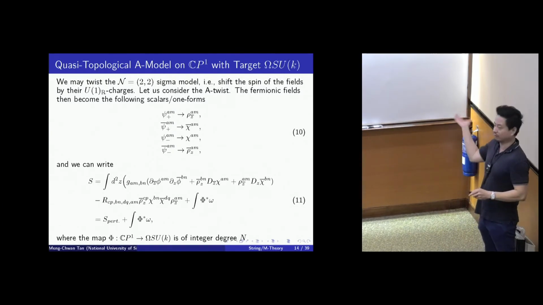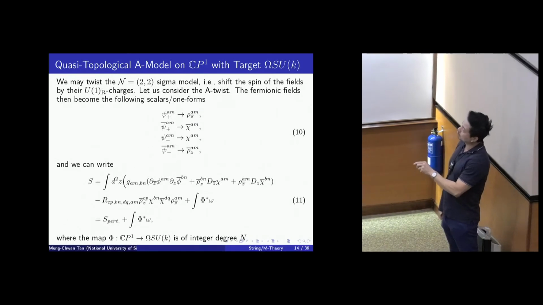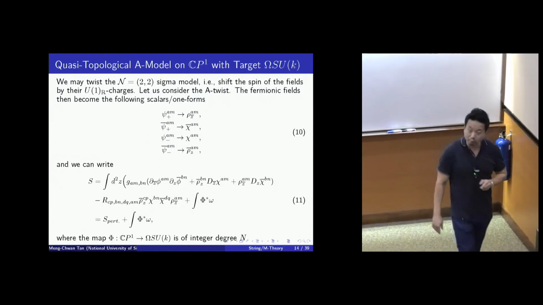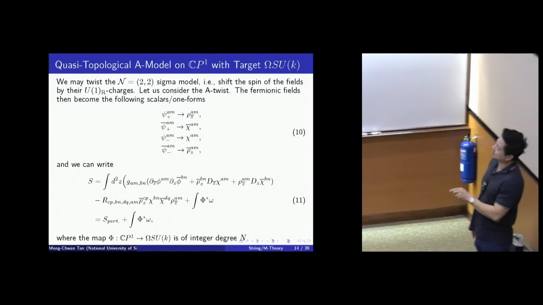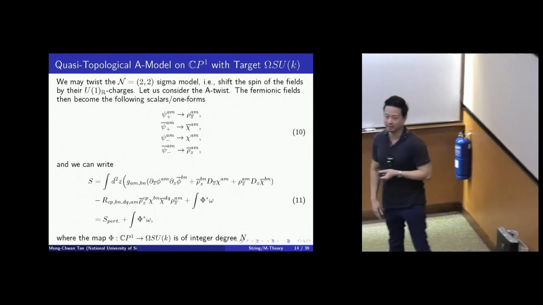Okay, and so you can rewrite them in this way. It looks almost the same if you recall from the previous slide. And then you can rewrite it as this. So this is a pullback of the Kähler form on the loop group. Okay, so this is a very standard way of writing a topological A model.